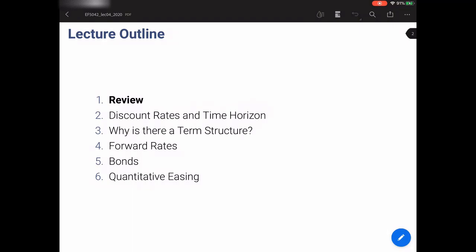Okay, so today we'll begin our discussion on interest rates, where they come from, and how they can differ at various investment horizons. Okay, so that's our point 2 here. Number 3, we will talk about the term structure.